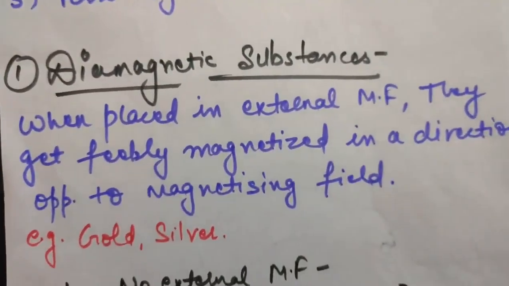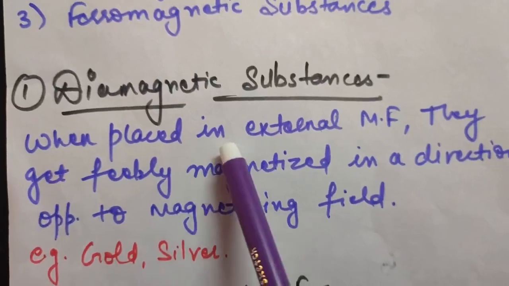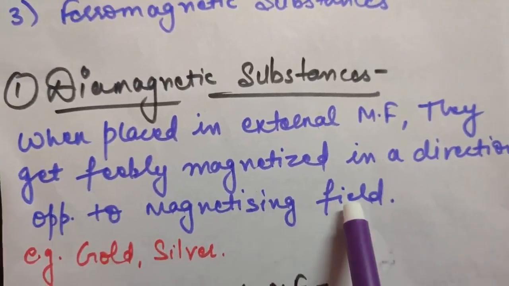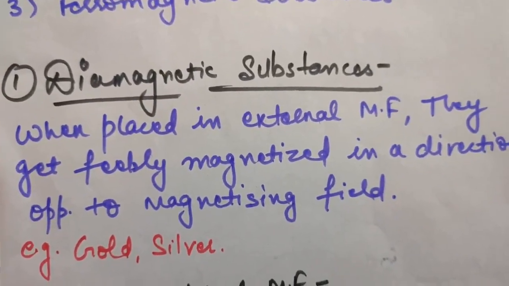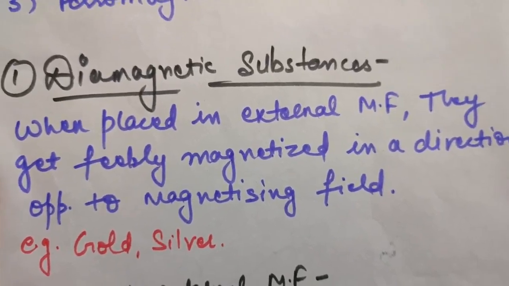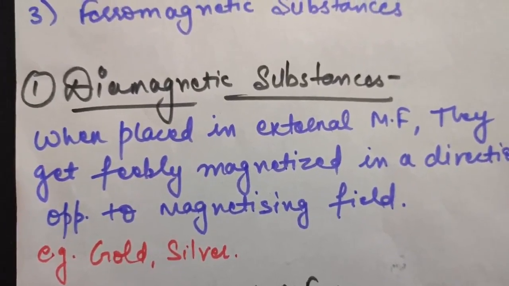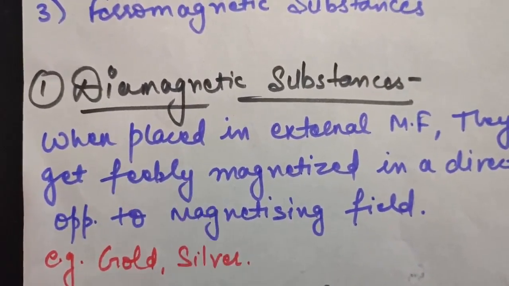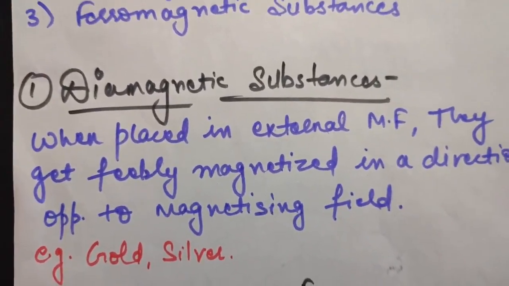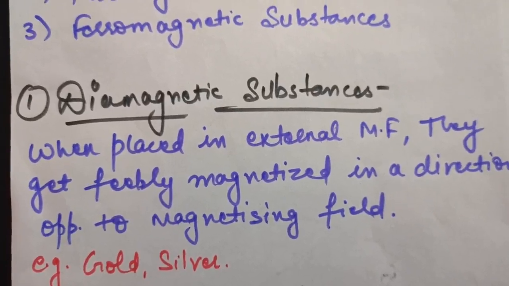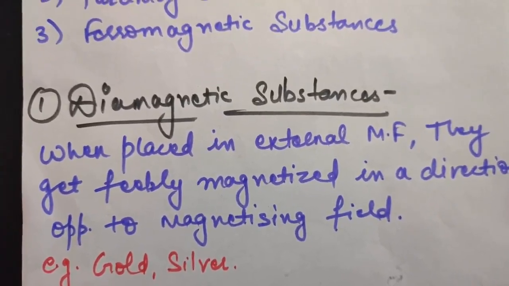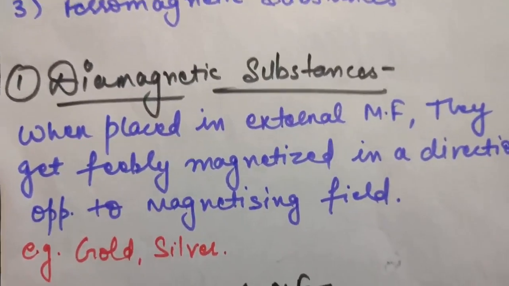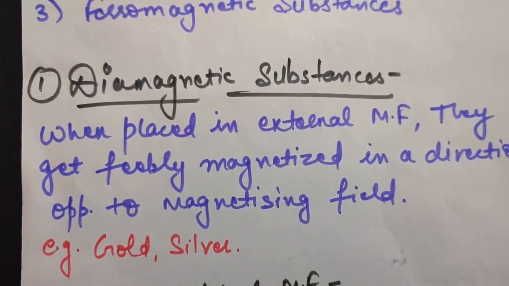Diamagnetic substances are those which, when placed in an external magnetic field, get feebly magnetized in a direction opposite to the magnetizing field. That is, whenever you place a diamagnetic substance in an external magnetic field, it will get magnetized in the direction opposite to that magnetic field, and that is feeble magnetization, that is, very less magnetized. Feebly here means less. An example of diamagnetic substances is gold and silver.